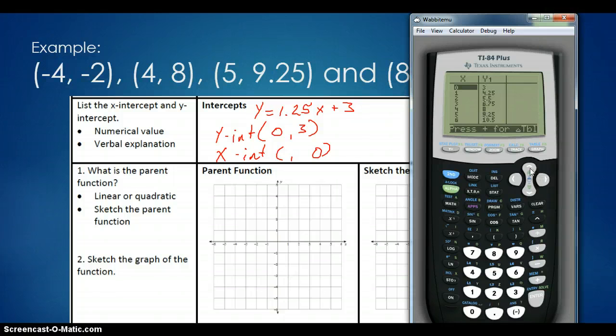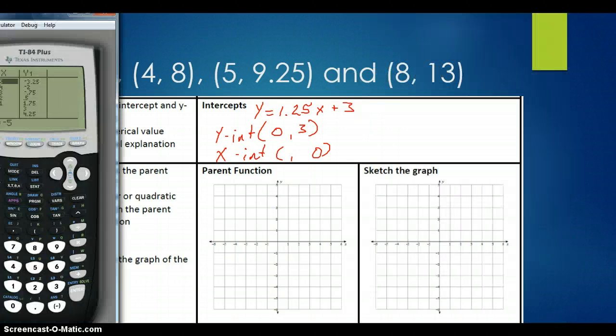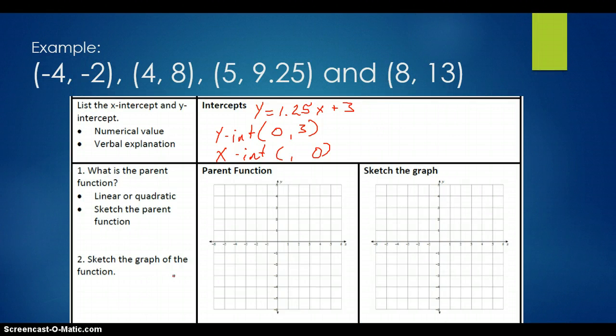The next thing I can do is look for a 0 over here to find the x-intercept. Well, I'm not seeing one, and in fact I see it go from a positive number here to a negative number here, so I know that 0 should be right in there somewhere. So that tells me that I'm dealing with a decimal. And I'm okay with that because I know how to solve for intercepts. So let's see what we can do.